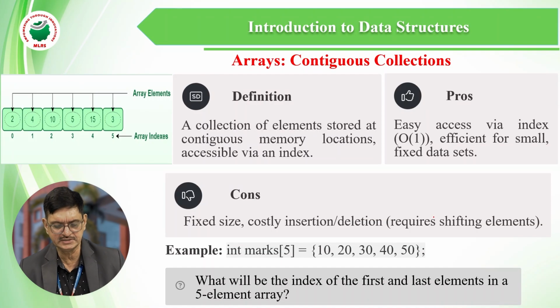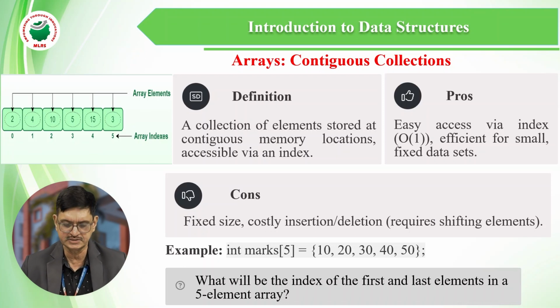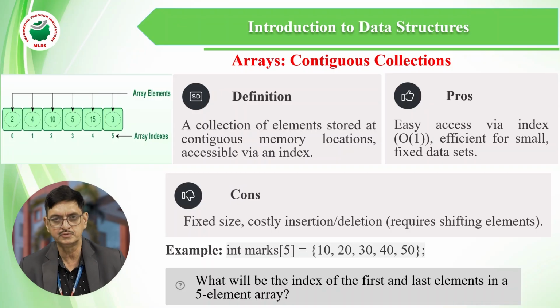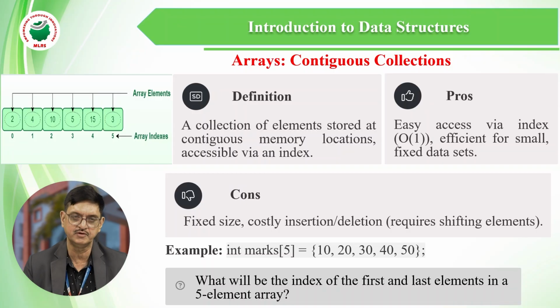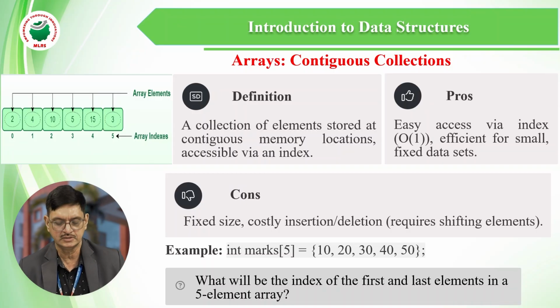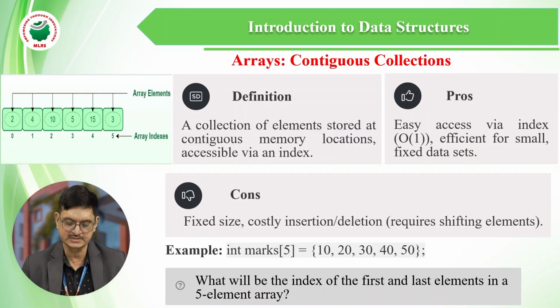Now we'll see each one slowly: the advantages and disadvantages of arrays, and we'll compare arrays with other data structures one by one. Coming to the initial, primary data structure, the array: an array is a collection of elements stored at contiguous memory locations, possibly homogeneous elements. All these elements are accessed via an index.